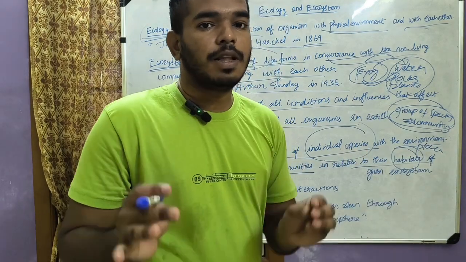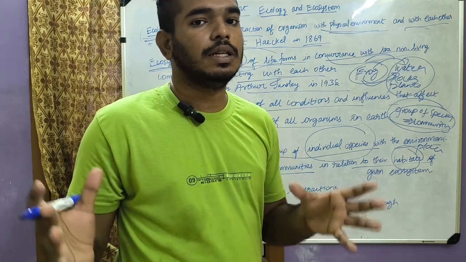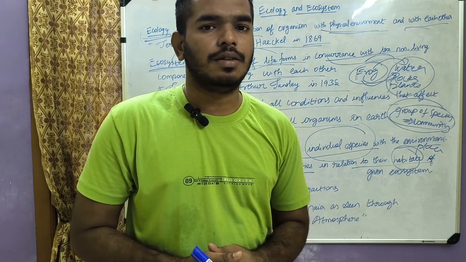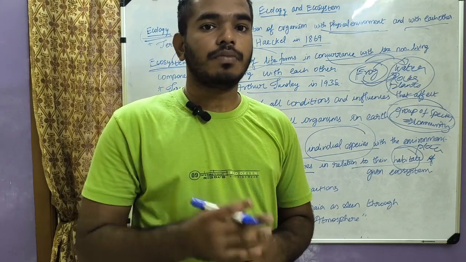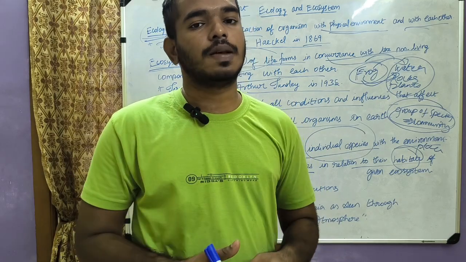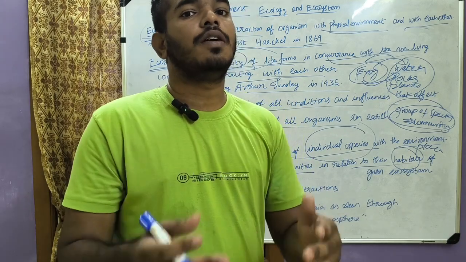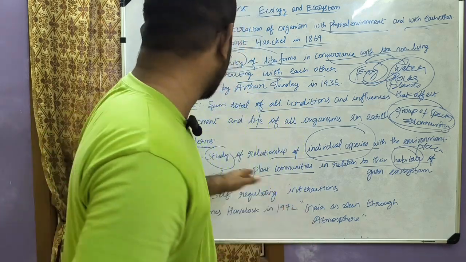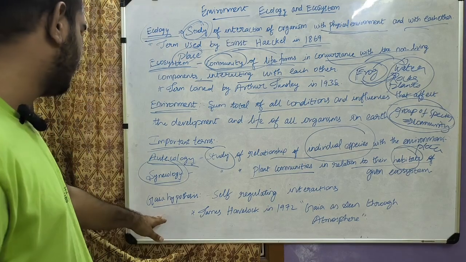Take for example the plants present in a forest, or a plant in your house. Take for example, in your house you are growing some plants. So the interaction of such a plant with its habitat is known as synecology.